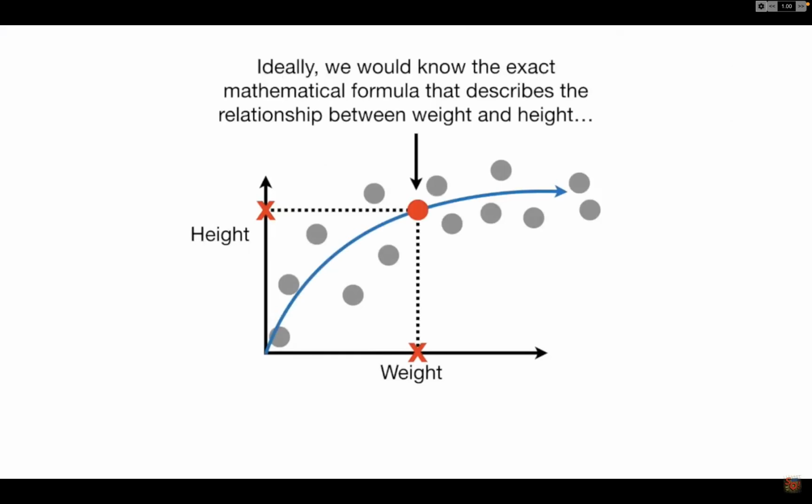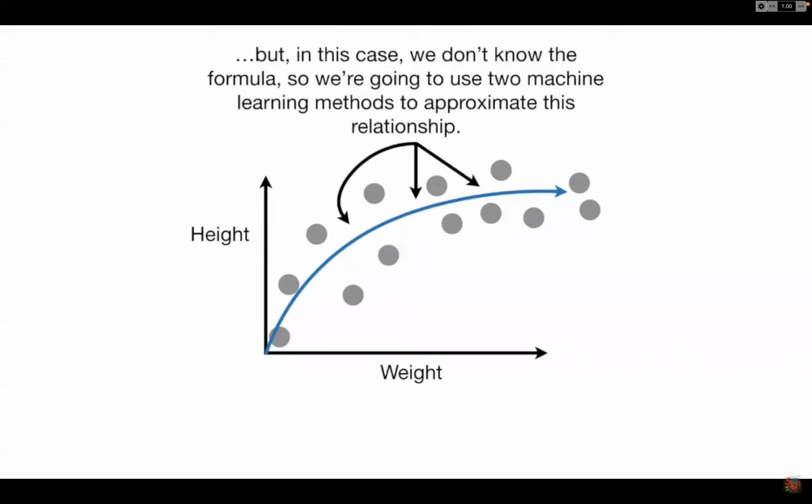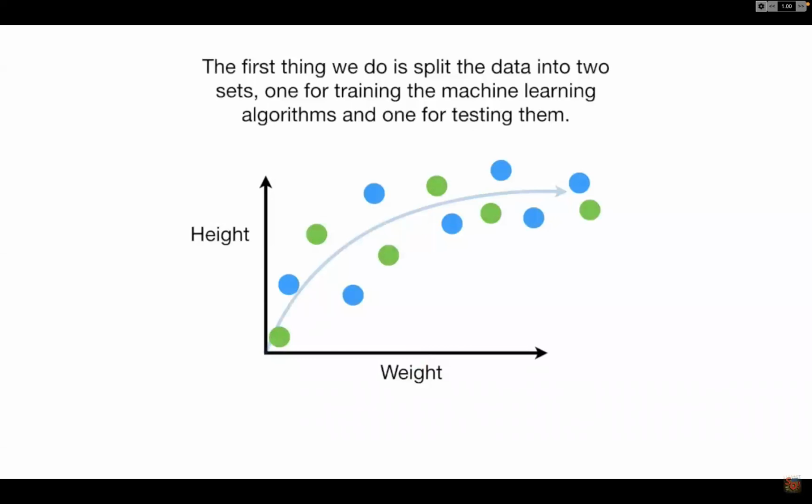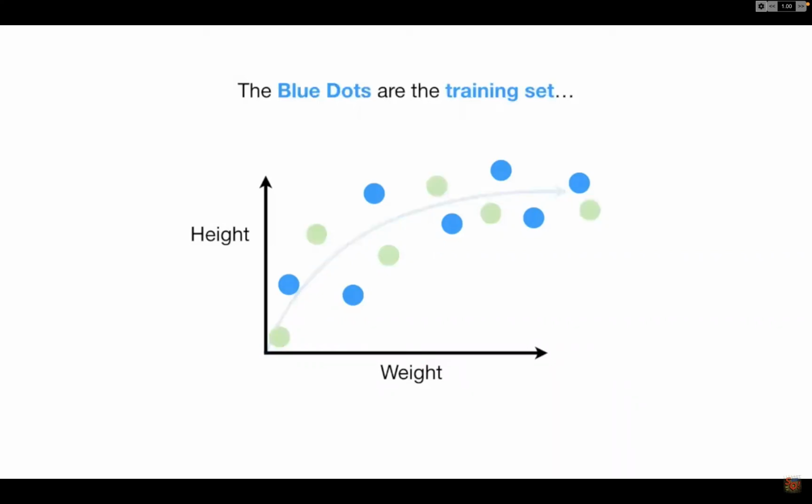Ideally, we would know the exact mathematical formula that describes the relationship between weight and height. But in this case, we don't know the formula, so we're going to use two machine learning methods to approximate this relationship. However, I'll leave the true relationship curve in the figure for reference. The first thing we do is split the data into two sets, one for training the machine learning algorithms and one for testing them. The blue dots are the training set, and the green dots are the testing set.